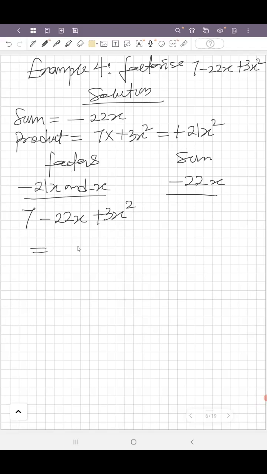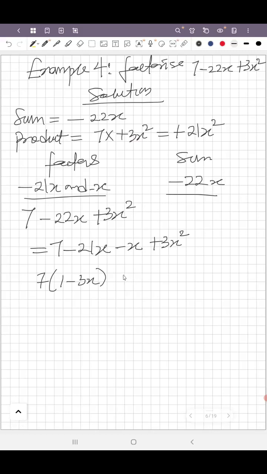This one is quite different. We have 7 minus 21x minus x plus 3x squared. So it is 7 and 3 that give us plus 21. So from here, you split it. 7 is common. We have 1 minus 3x.